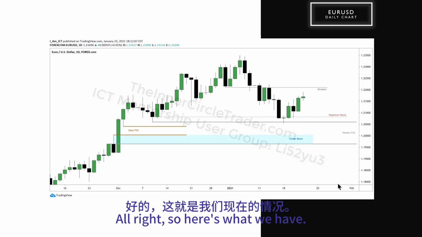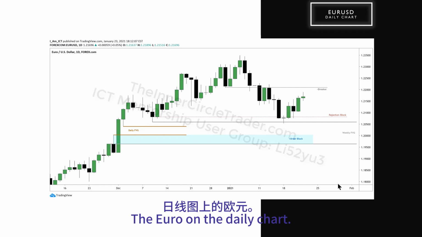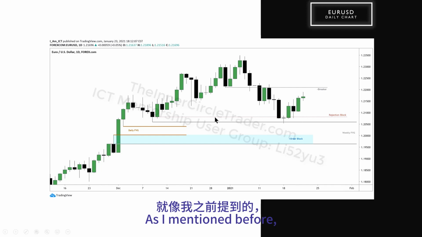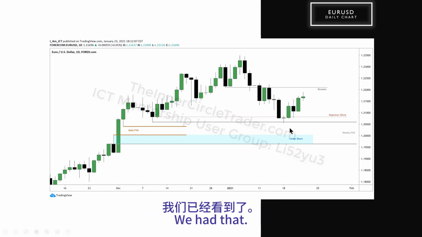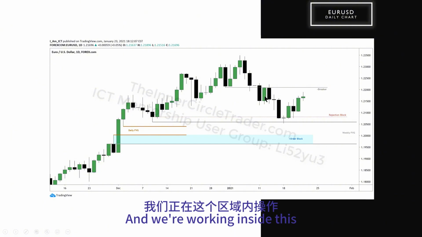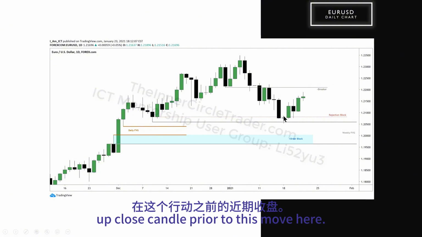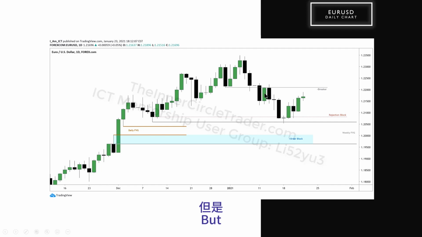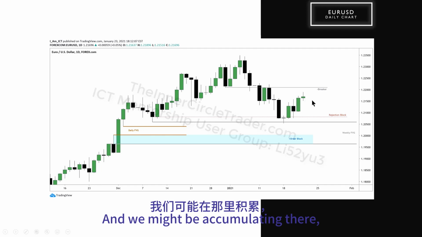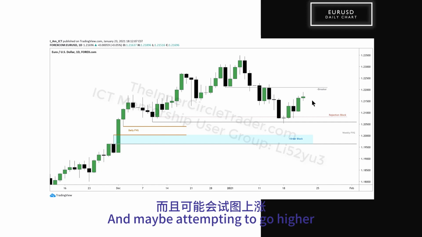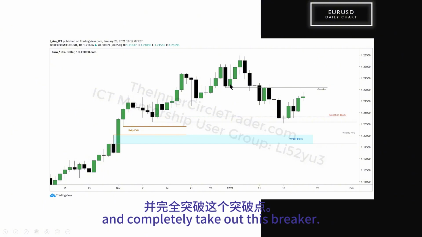All right, so here's what we have. The euro on the daily chart, as I mentioned before, we did not want to see any movement back above this rejection block. We had that. And we're working inside this up close candle prior to this move here. So we're inside of the bearish order block. But this candle, okay, you have to take that into consideration and project that in the future. And we might be accumulating there, okay, and maybe attempting to go higher and completely take out this breaker.